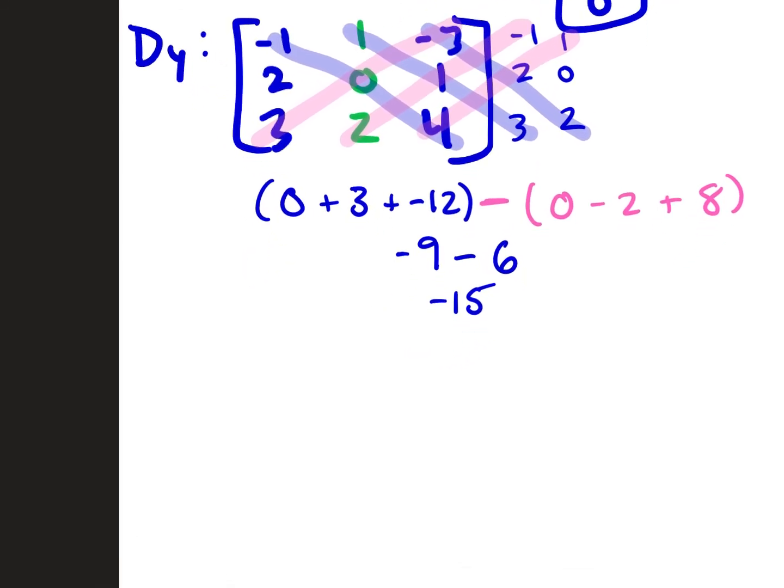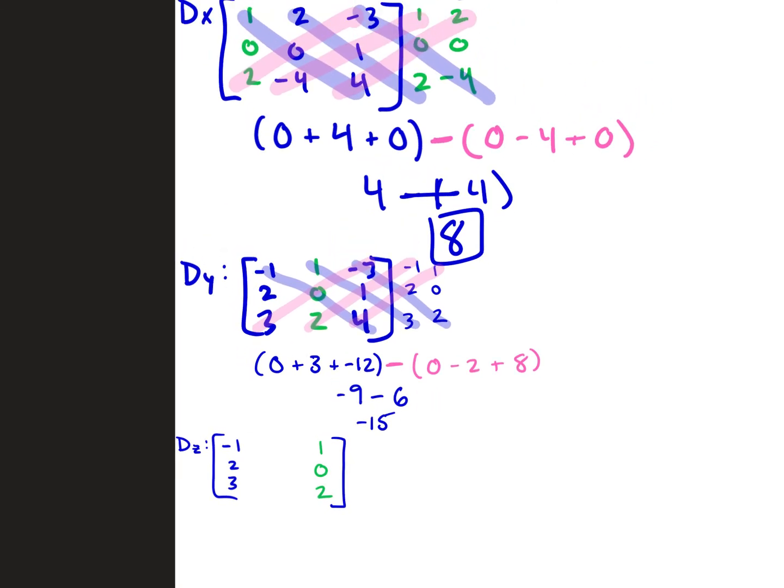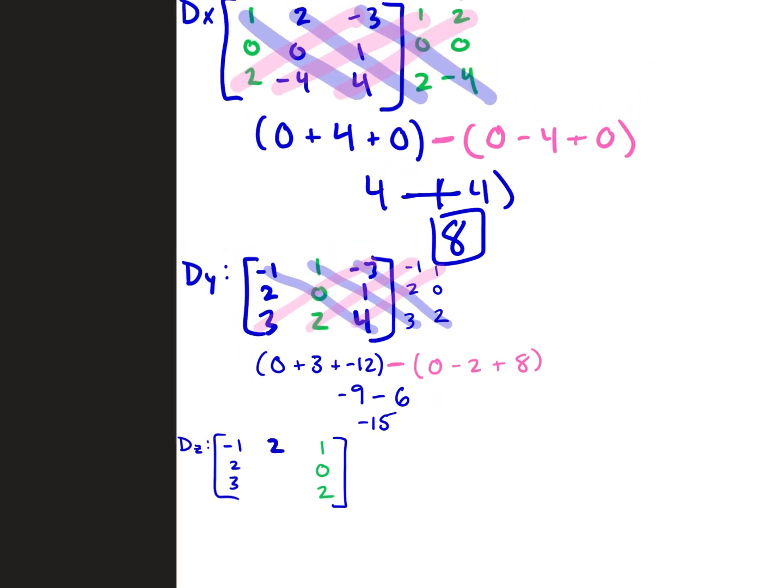Yep. Last thing we need to do is find d sub z. So now our answer column is going in the third column. It's going in that z column. 1, 0, 2. Our first and our second column stay the same as the original. So negative 1, 2, 3. And 2, 0, negative 4.